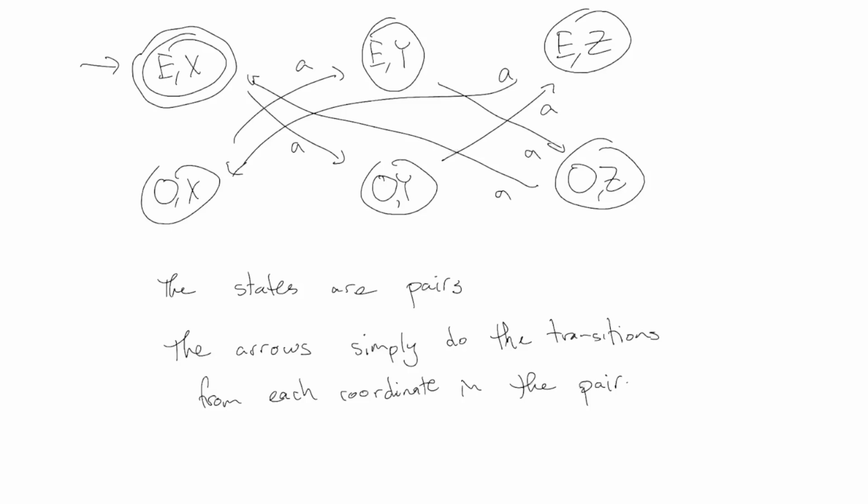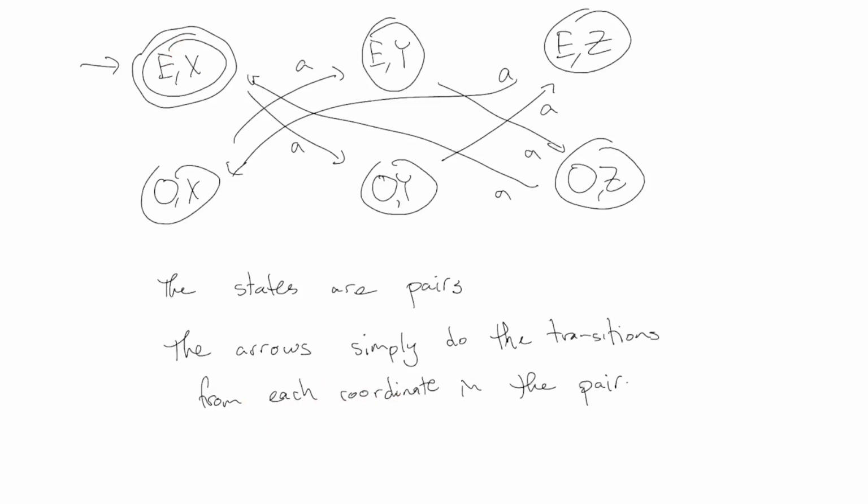What I mean by that is, for instance, what should I do for the arrow from E comma X? It means you look up the arrow from E in the original diagram. You also look up the arrow from X in the original diagram, and you do whatever that says. So that's what I mean by you simply do the transitions from each coordinate. You look at each of those 2 things separately and see what happens.